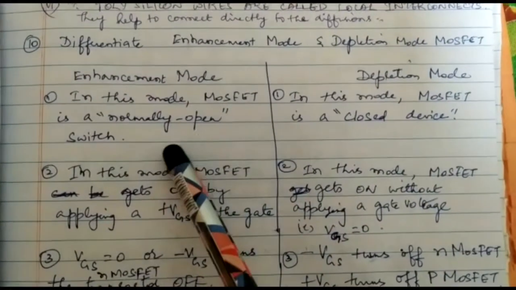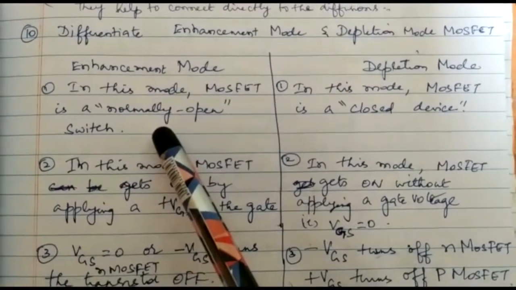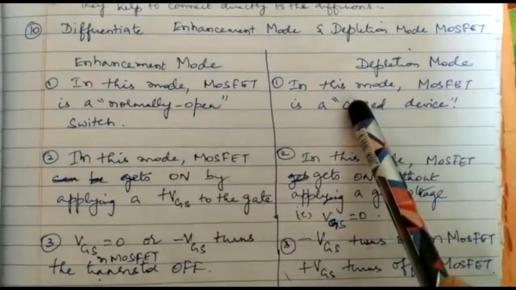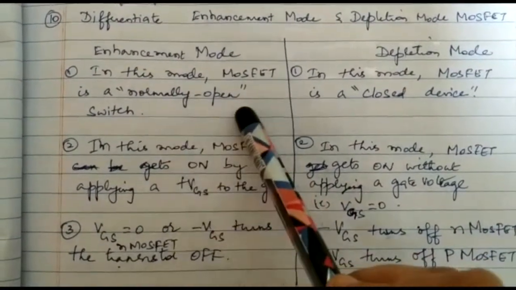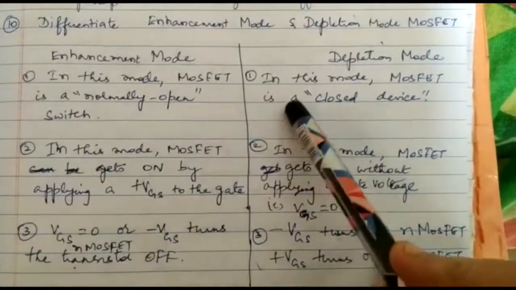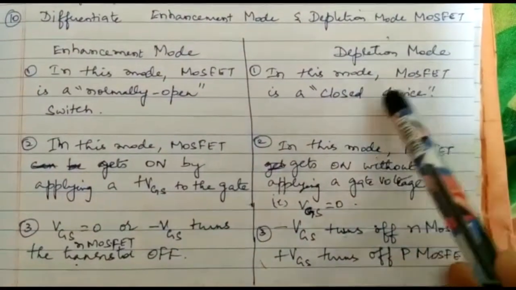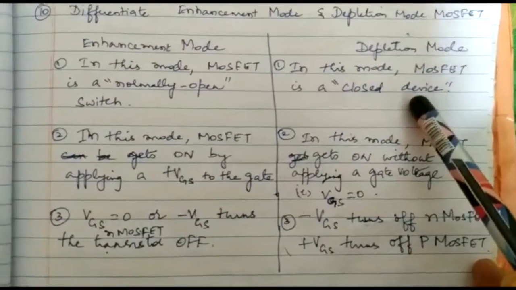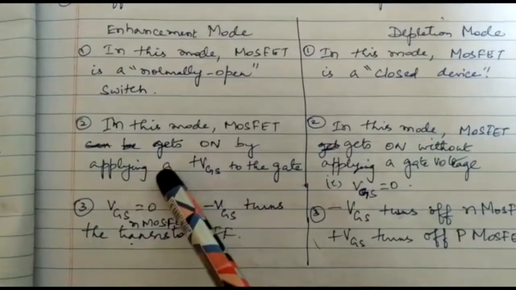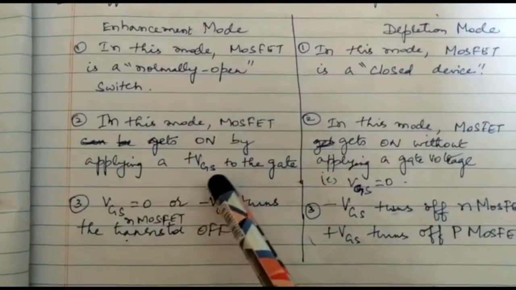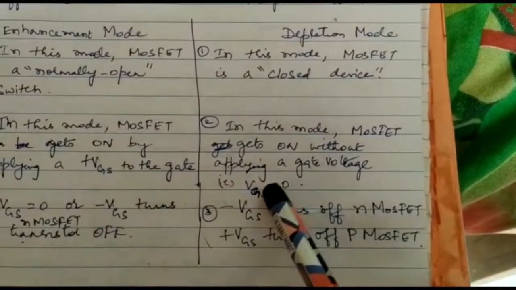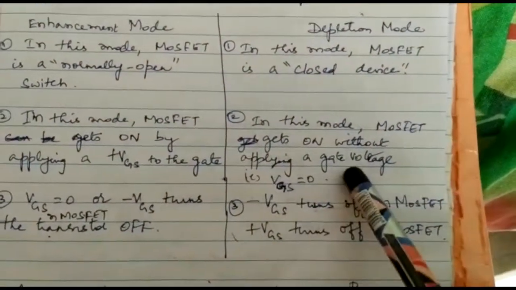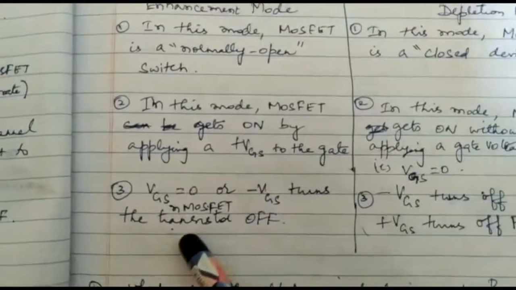Let me end this topic by giving you some differences between enhancement mode and depletion mode. In the enhancement mode, the MOSFET is a normally open switch. In the depletion mode, the MOSFET is a normally closed device. In the enhancement mode, the MOSFET gets on by applying a positive VGS to the gate. In the depletion mode, the MOSFET gets on without applying a gate voltage, that is VGS is equal to 0.